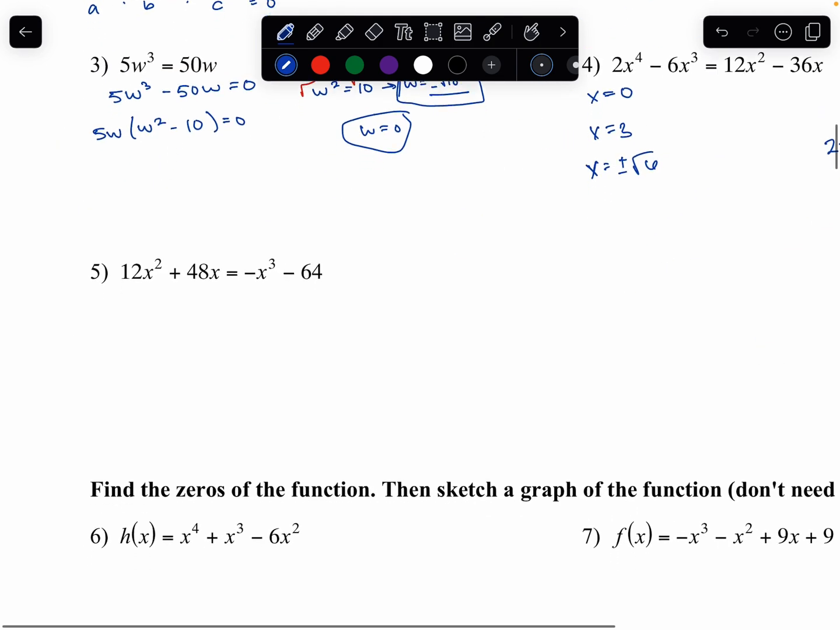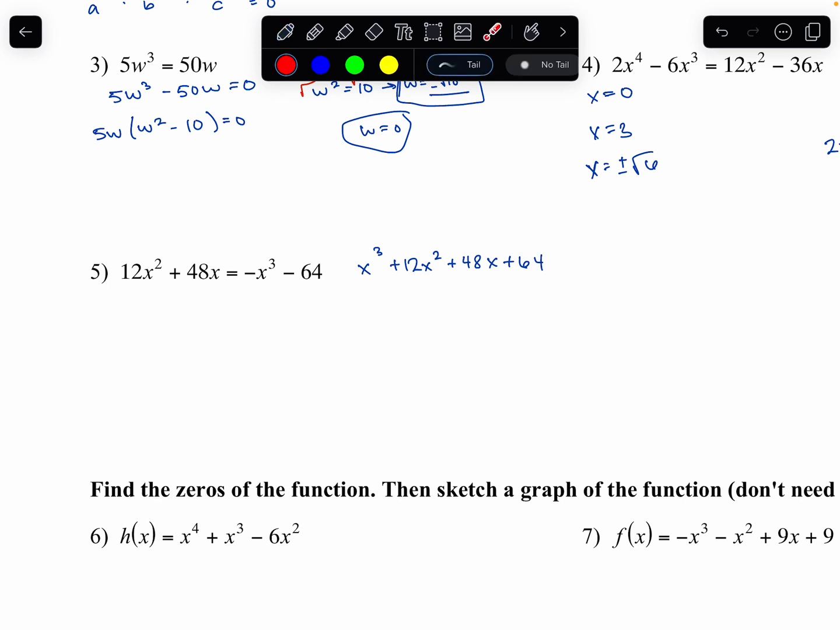All right, and finally we got this one right here. I'm going to move these terms over, so I'm going to add, that's going to give me x to the third plus 12x squared plus 48x plus 64. Now, I think I can already tell that this is not going to be factorable by grouping.